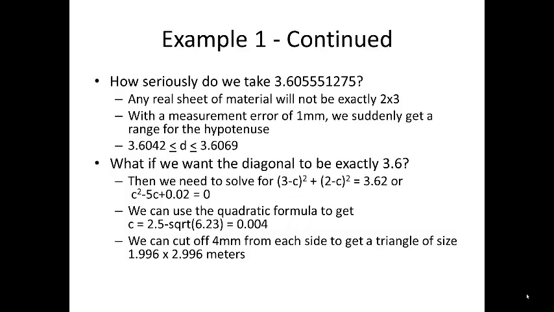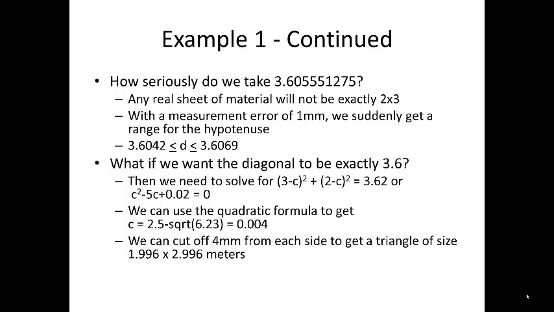But any real sheet of material is not going to be exactly 2 by 3. Basically, anything you go down to HPM and buy is not going to have that exact measurement, even if they cut it really closely. So even if you have a measurement error of 1 millimeter, which is pretty small, we suddenly get a range for the hypotenuse. So that hypotenuse can now range from 3.6042 to 3.6069.